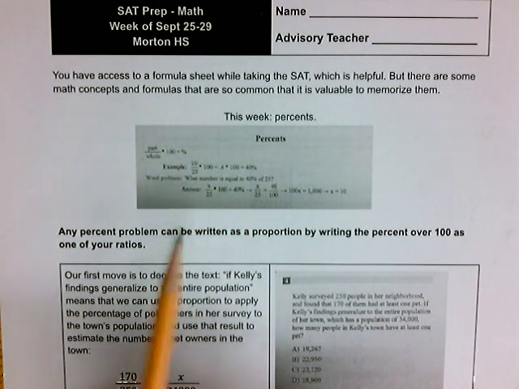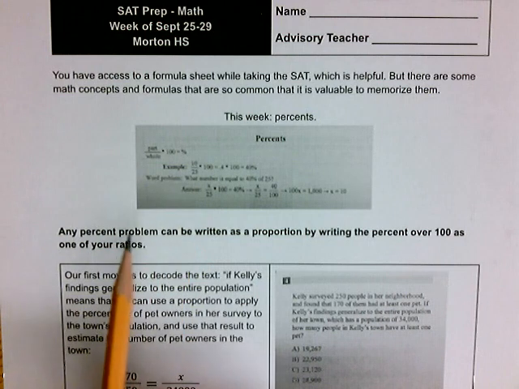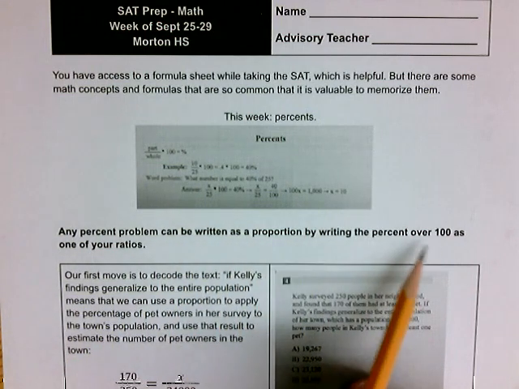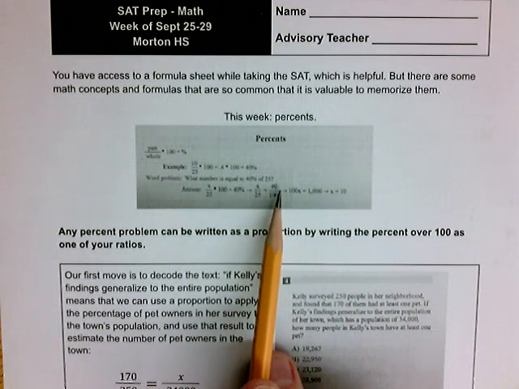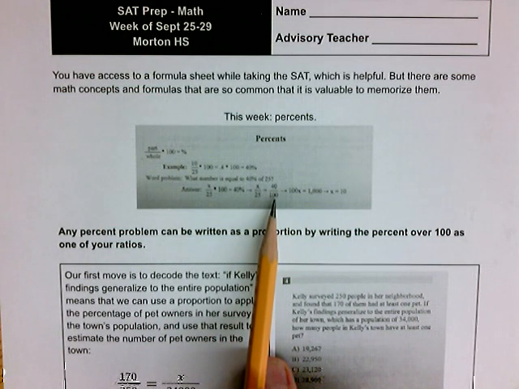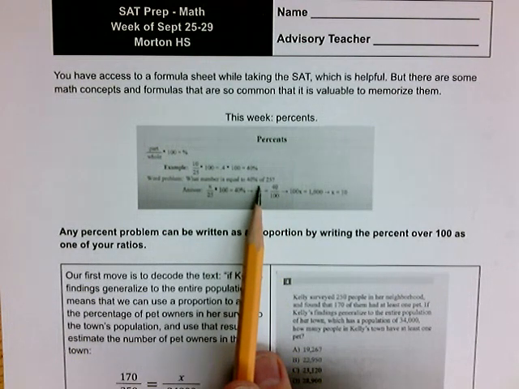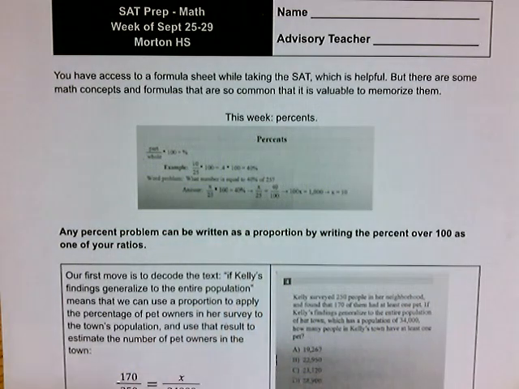There's another way that you could look at this type of problem, though. Anytime that you have a percent problem, you can write it as a proportion by writing the percent over 100. So 40 over 100, that fraction represents 40%, 4 tenths. Our other ratio is x over 25, and we set those two equal to each other.